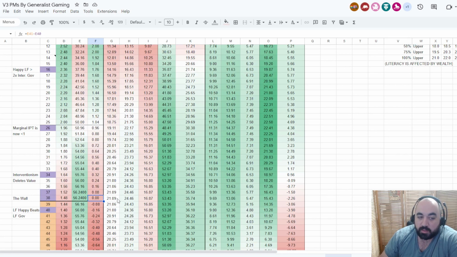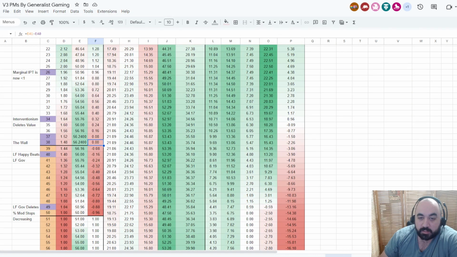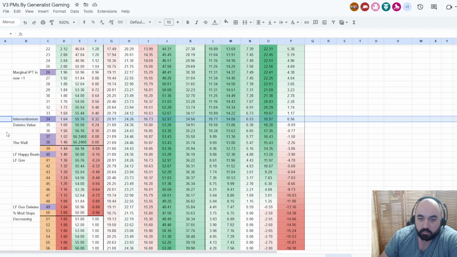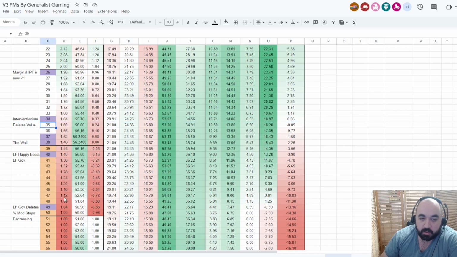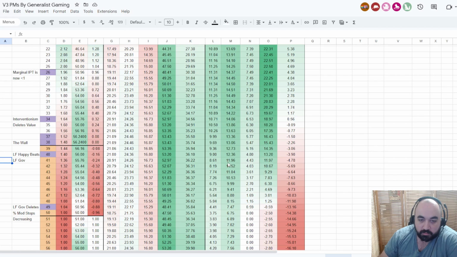It's around this point that we have interventionism deleting value. I think we talked about it. Oh, looks like we need to move that modifier down 1, that little cell down to 35 here. But another important breakpoint we wanted to talk about is at around 40 million GDP, where laissez-faire happy is going to beat laissez-faire gov, except we actually have to move this down 2 cells.